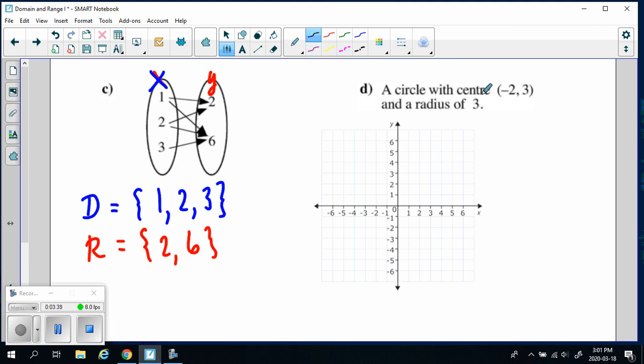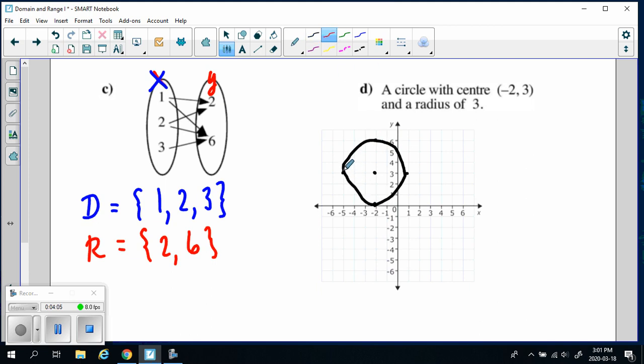This one asks for the domain and range, but it doesn't give us the diagram. It only gives us some clues. So the only way to really know this is if we actually draw the circle they're describing. So a circle has a center -2, 3. And it has a radius of 3, which means it's going to go out by 3 units on every side. So if I kind of just give a rough sketch of the circle here, here are the boundary points of that circle.